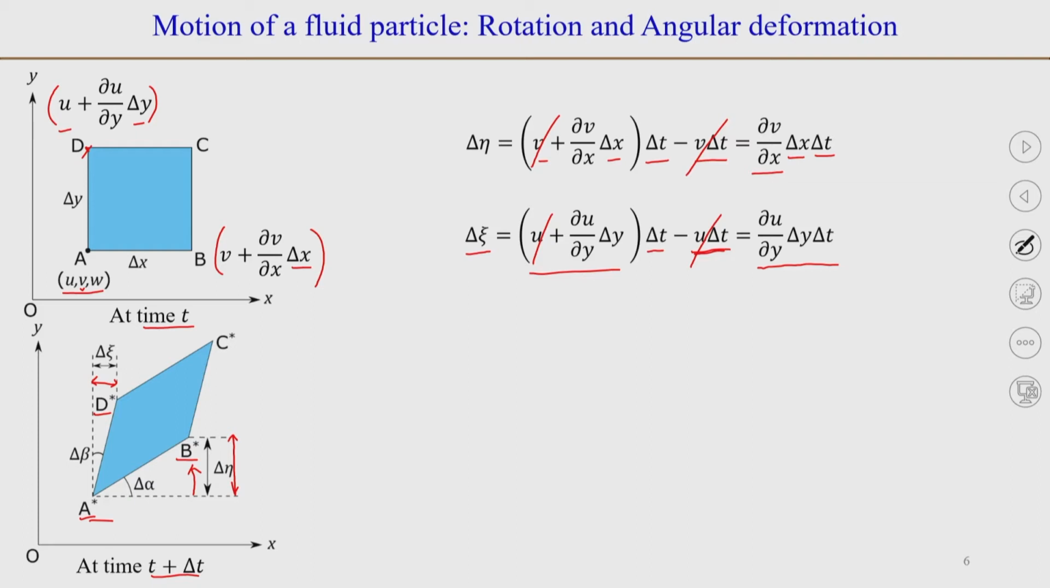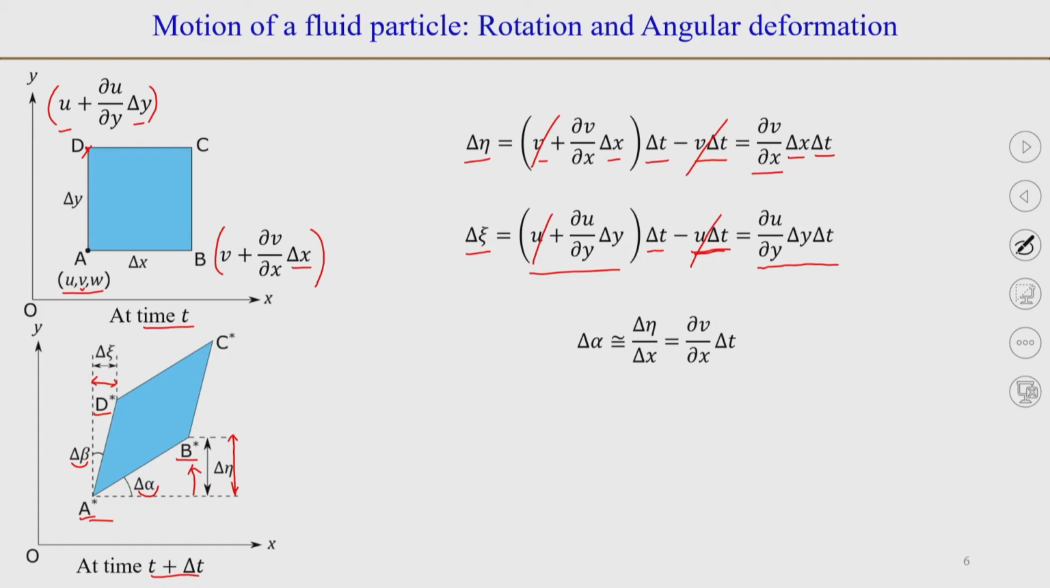Now, we have obtained delta eta and delta psi in terms of partial derivatives of velocity components. What we need to find now is delta alpha and delta beta, because once we find those, we can find delta theta and delta gamma, which are the rotation of the fluid element and the angular deformation of the fluid element.